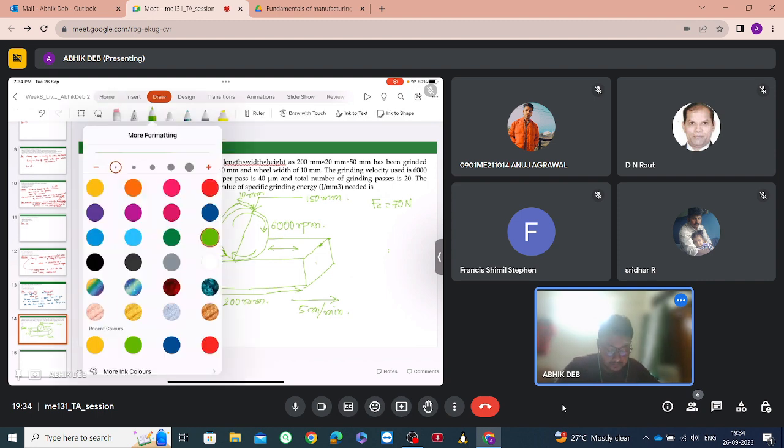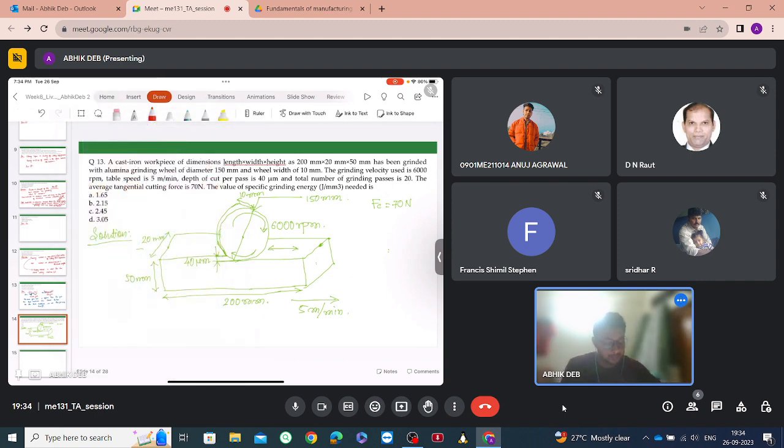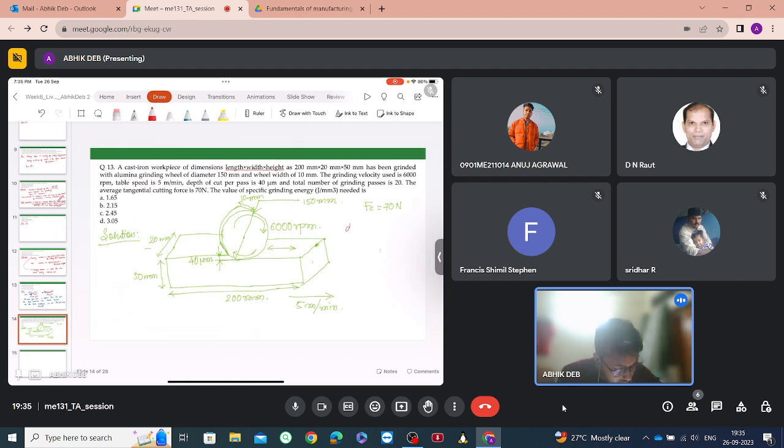Any idea? Okay. So first we have to find out the total depth till which the grinding is happening. There are 20 passes, and the depth of cut per pass is given as 40 microns. So the total depth of cut is 40 multiplied by 20 micrometers, that is 8 into 10 to the power minus 4 meters. This is the total depth of cut.